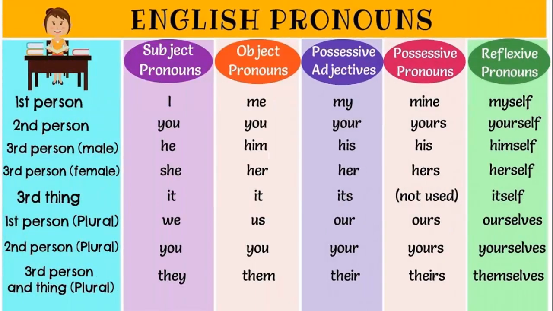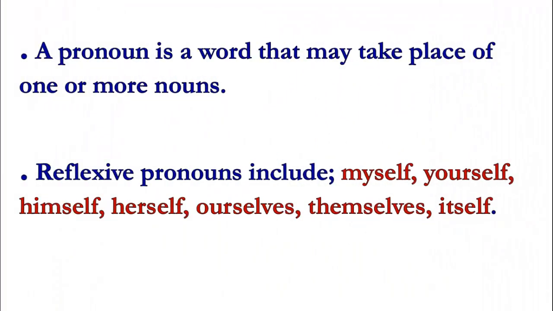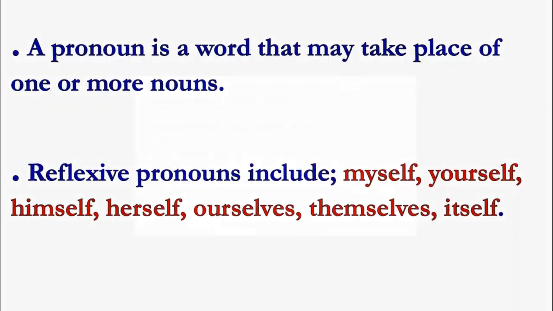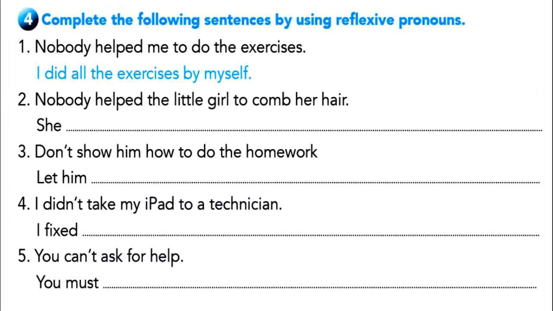This is a chart that describes pronouns: subject pronouns, object pronouns, possessive adjectives, possessive pronouns, reflexive pronouns. I'd like you to focus on the reflexive pronouns as we have explained them before. A pronoun is a word that may take the place of one or more nouns. Reflexive pronouns include myself, yourself, himself, herself, ourselves, themselves, itself. Now complete the following sentences by using reflexive pronouns.